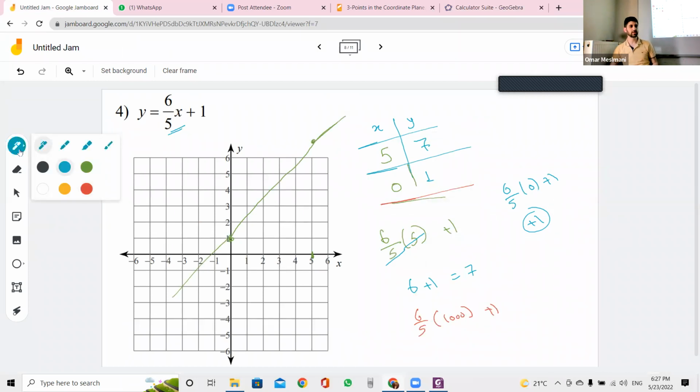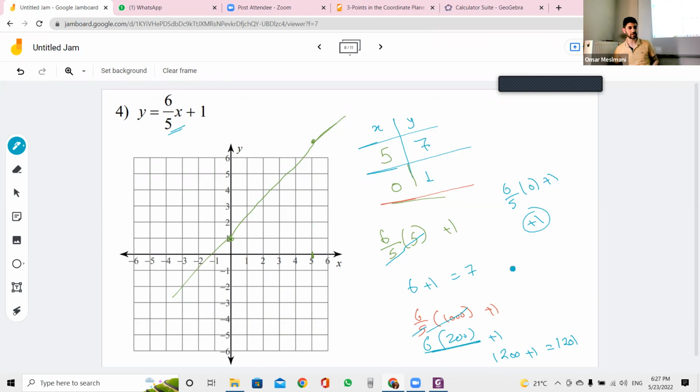Now try to do it mentally or on a calculator. 1,000 divided by 5 times 6 plus 1. What is it? 1,000 divided by 5? 200. 200, exactly. 200 times 6 plus 1. 200 times 6 is 1,200, and plus 1, so it's going to be 1,201, right?